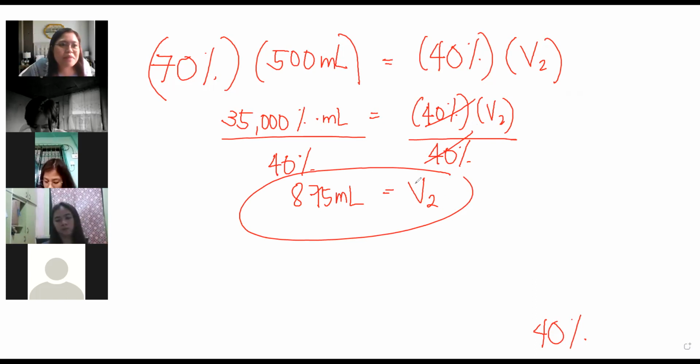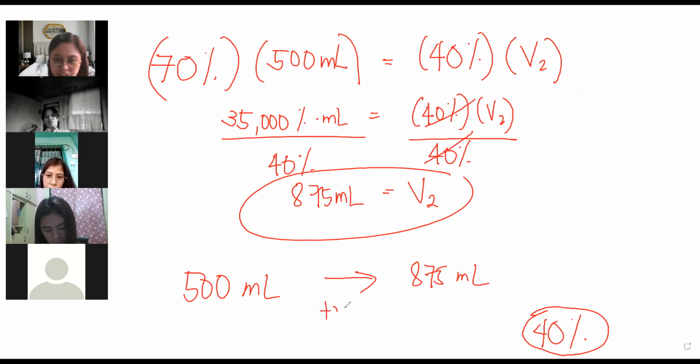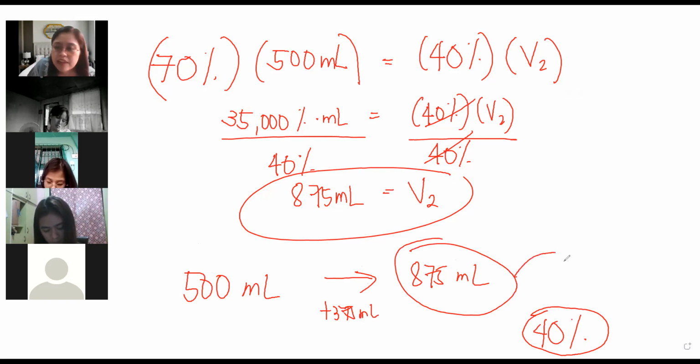So if you want your alcohol stocked at home to last longer, we just lower its concentration but it is still considered effective. If you have 500 ml, you don't add 875 of water, you add water up to 875 ml. So you will just add 375 ml of water. It becomes 875 ml, and automatically its concentration is 40%. So that is our process in dilution.